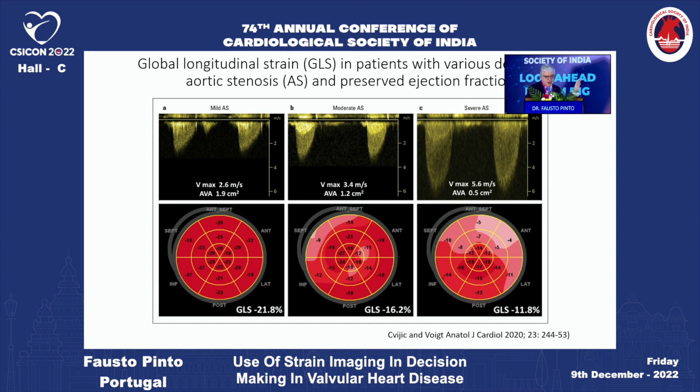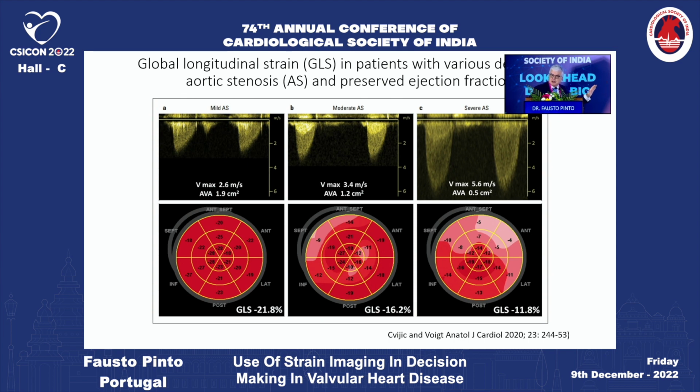Here you can see also how global longitudinal strain evolves in different stages, various degrees of aortic stenosis, all of them with preserved ejection fraction. And you can see from right to left the abnormalities: mild aortic valve stenosis with an area of 1.9, global strain 21.8, then moderate and severe aortic stenosis. And usually it follows the severity of aortic stenosis. We knew there was an impact on left ventricular function. But as you can see here, in all these cases there is preserved ejection fraction. So if we would use ejection fraction, it would look normal.